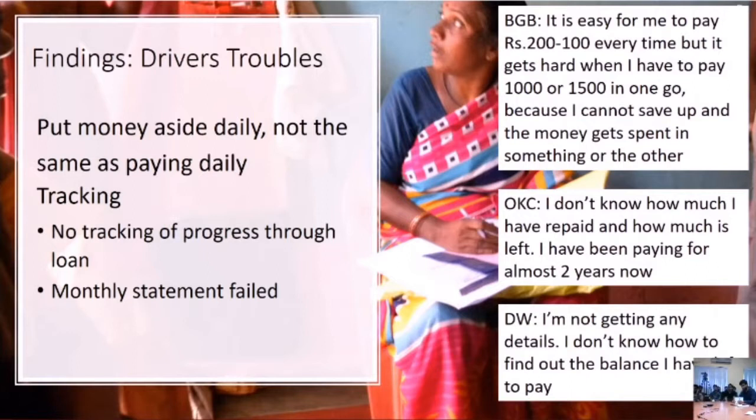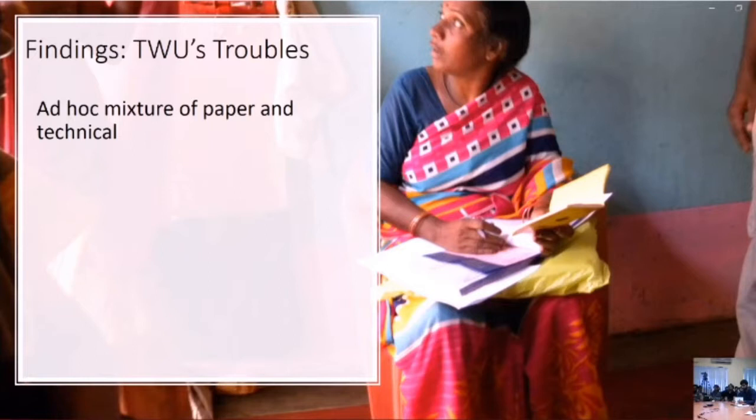TWU tried to produce a printed monthly statement to share with the drivers, but this failed because collectors didn't have the financial literacy to interpret and explain loads of numbers, which is all the statement was, to the drivers, and the numbers were anyway out of date by the time they met them.